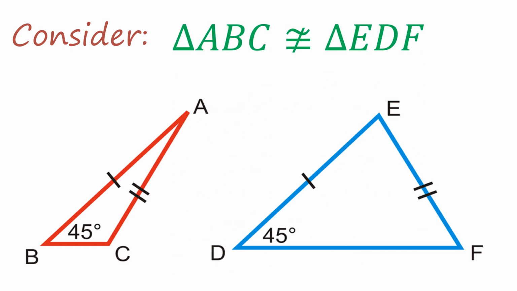So, we can write our idea in general. Triangle ABC is not congruent to triangle EDF.